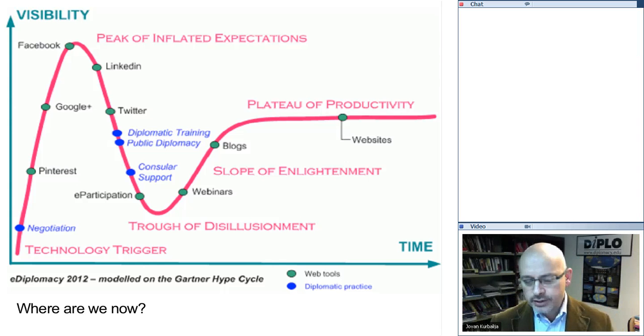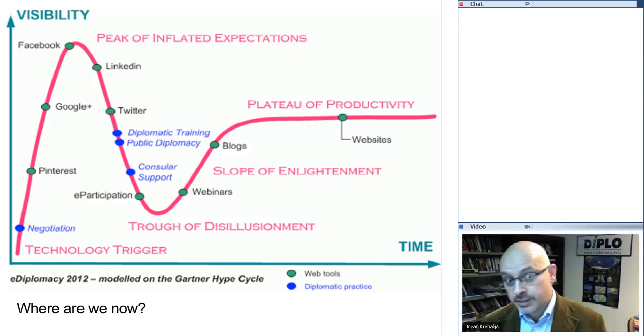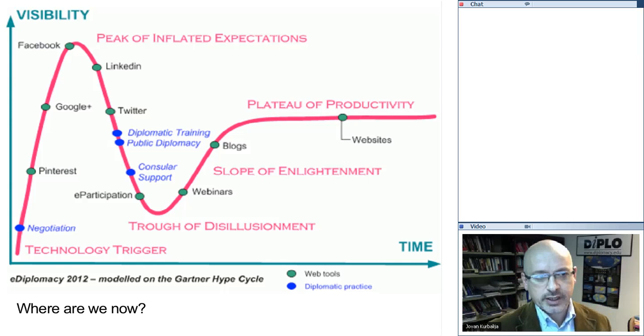Then one has to be very realistic in analyzing how we can reach this plateau of productivity. What are the tools that can really help diplomacy and humanity in solving conflicts and creating more harmonious relations? Websites, for example, are one of the passive tools on the plateau of productivity. They are now used by many ministries of foreign affairs as a tool for dissemination of information. It's not yet clear what will be the use of Twitter, LinkedIn, e-participation tools, webinars, and blogs. And I think that could also be an interesting question for our discussion.